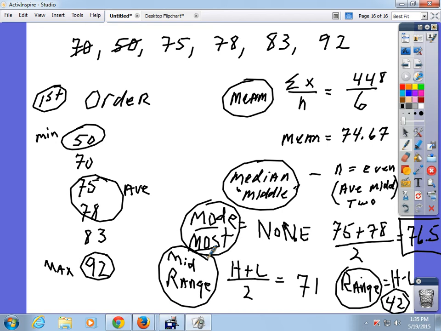Mode, it is the one that shows up the most. If I had another 50 right here, then the mode would be 50 because it shows up twice. But there is nothing that shows up more than once, so there's none. And you need to say none. Do not say 0. Okay? And you'll see some in the homework. It'll just ask for the mode. And you'll see it.